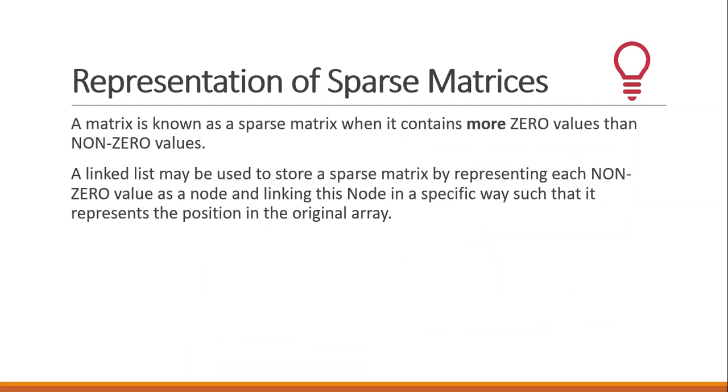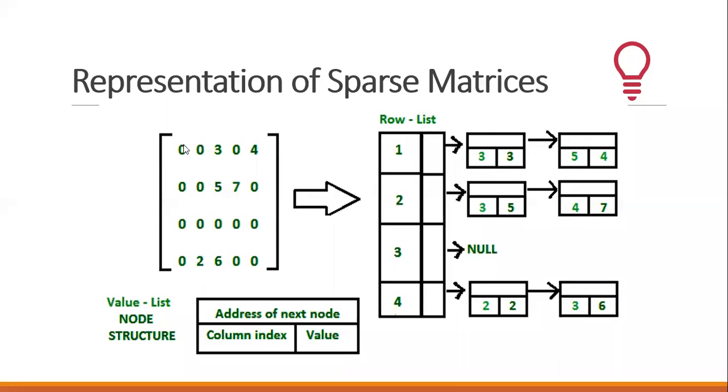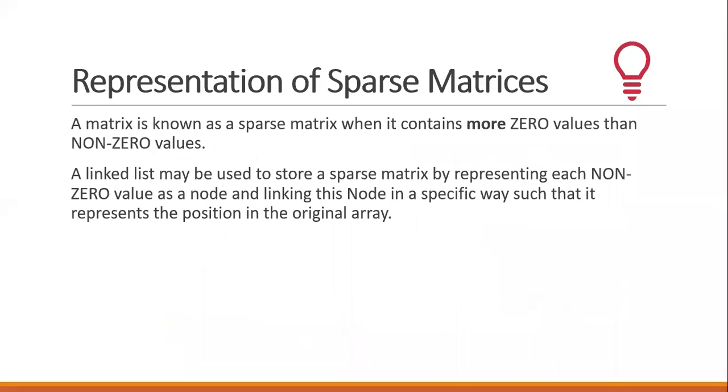First of all, what is a sparse matrix? A sparse matrix is something which has more zero values than non-zero values. Here, in the example we have taken, it is a 4 by 4 matrix, so there are 16 elements stored, and from those 16 elements, how many are non-zero? Only 1 2 3 4 5 and 6, only 6 elements are non-zero, which means a total of 10 elements in this matrix hold the value 0. So this is definitely an example of a sparse matrix, because we have more zero values than non-zero values.